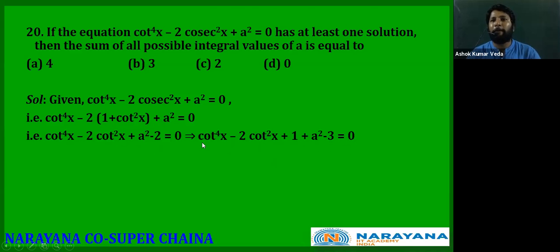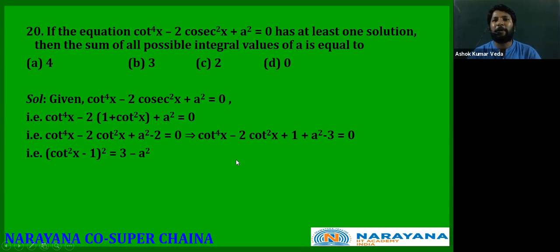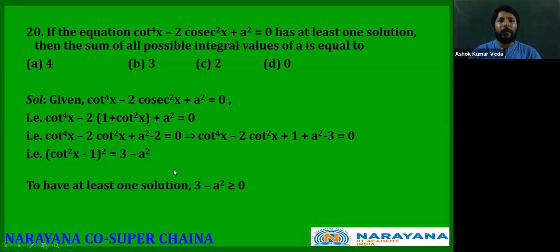Why have we done that? Because then the first three terms become a perfect square, which is (cot^2 x minus 1) the whole squared. And that a^2 minus 3, if I take it to the RHS, I get 3 minus a^2. Right? So (cot^2 x minus 1) the whole squared is equal to 3 minus a^2. And therefore, to have at least one solution, your RHS, 3 minus a^2, must be greater than or equal to 0. Why? Because (cot^2 x minus 1) the whole squared is a perfect square. Therefore, it must be greater than or equal to 0.